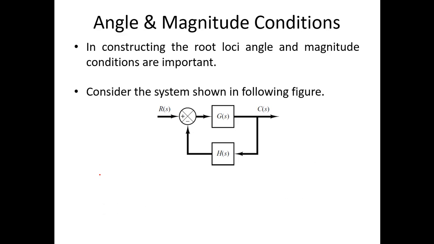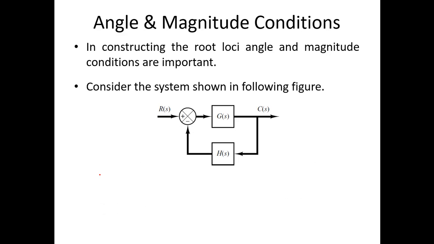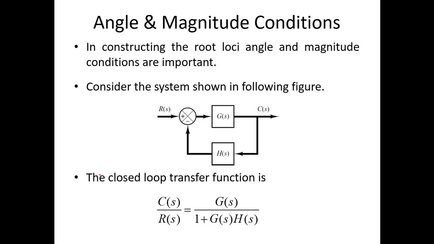In the construction of the root locus, there are two things that you need to satisfy. The first one is the angle criteria, and the second one is the magnitude criteria. Let's talk about these criteria. Consider a system as you can see in the figure. This is a non-unity feedback system, and the closed loop transfer function will be G(s) divided by 1 plus G(s)H(s).